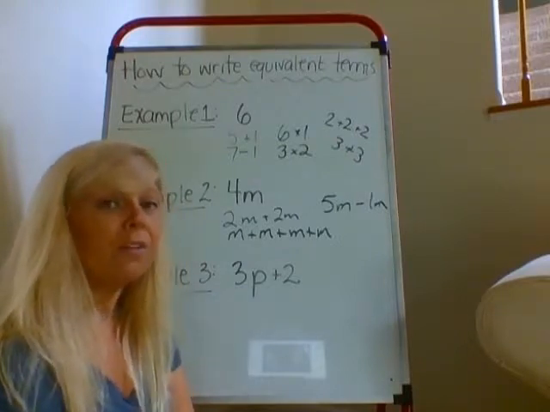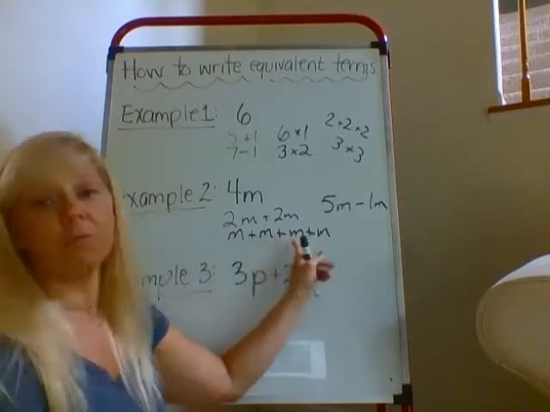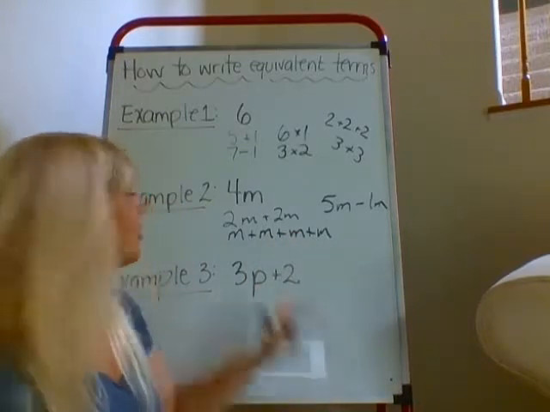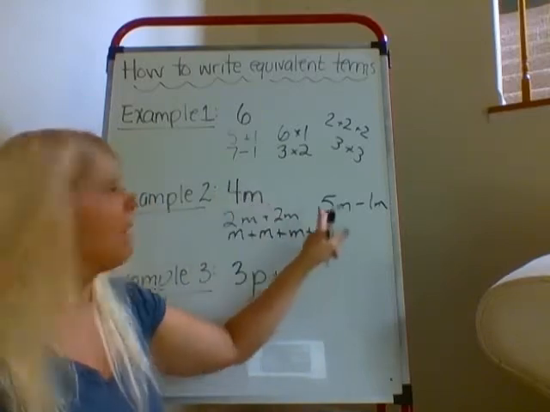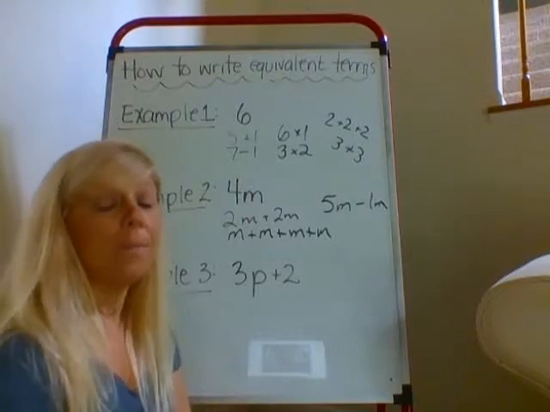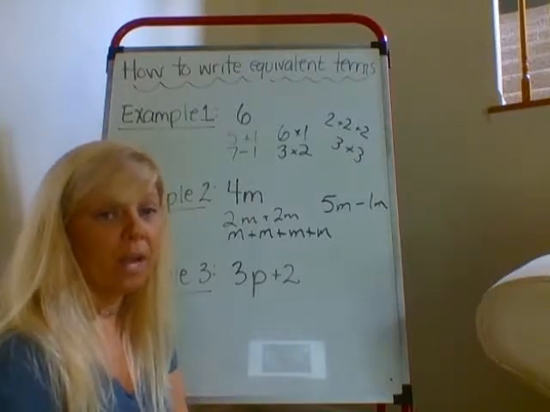So if you think of 4m as just 4 m's, how can I get 4? So 2 plus 2 is 4. 5 minus 1 is 4. So again, many infinite ways I can write 4m.